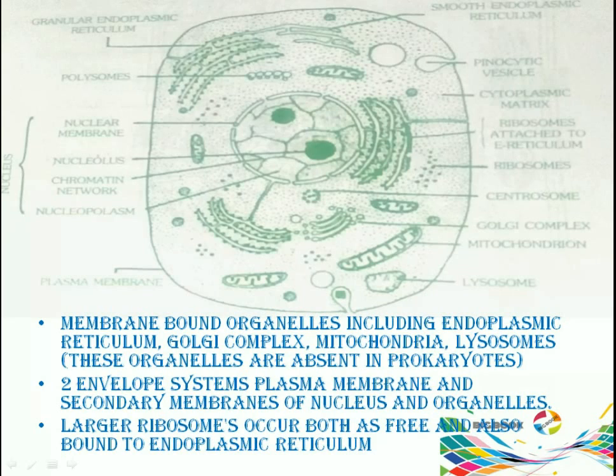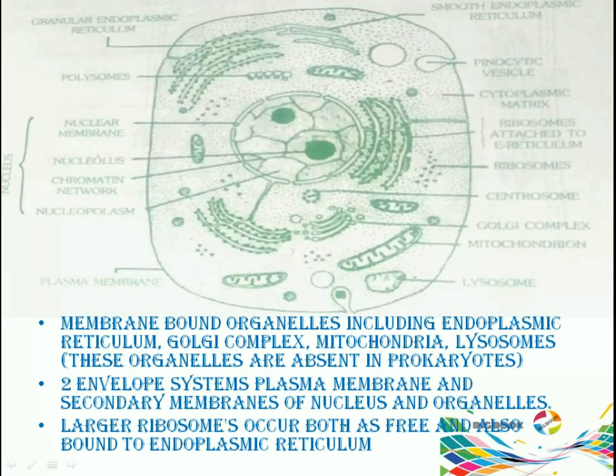Now in the next slide, membrane-bound organelles like the endoplasmic reticulum, Golgi complex, mitochondria and lysosomes are absent in prokaryotes. These are the added organelles within the eukaryotes.